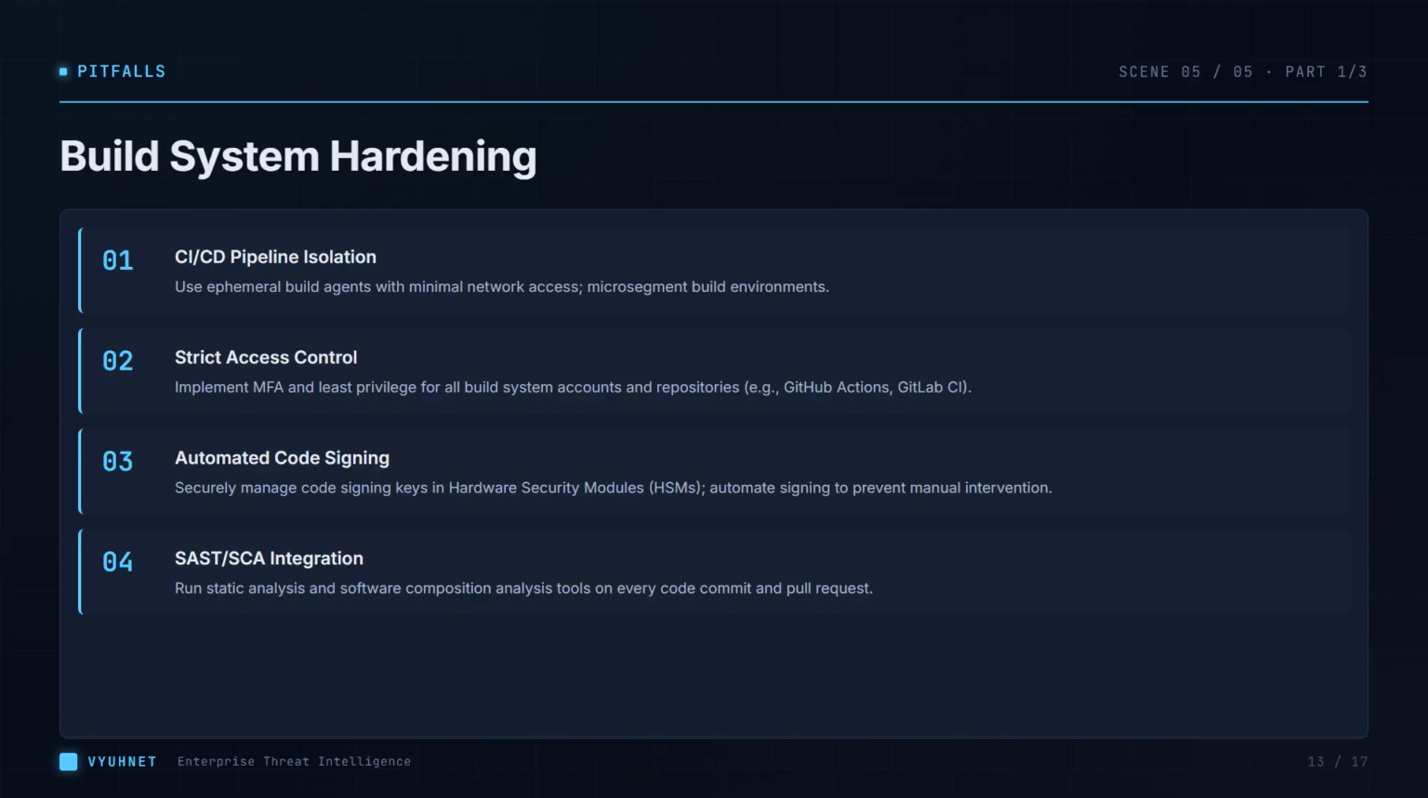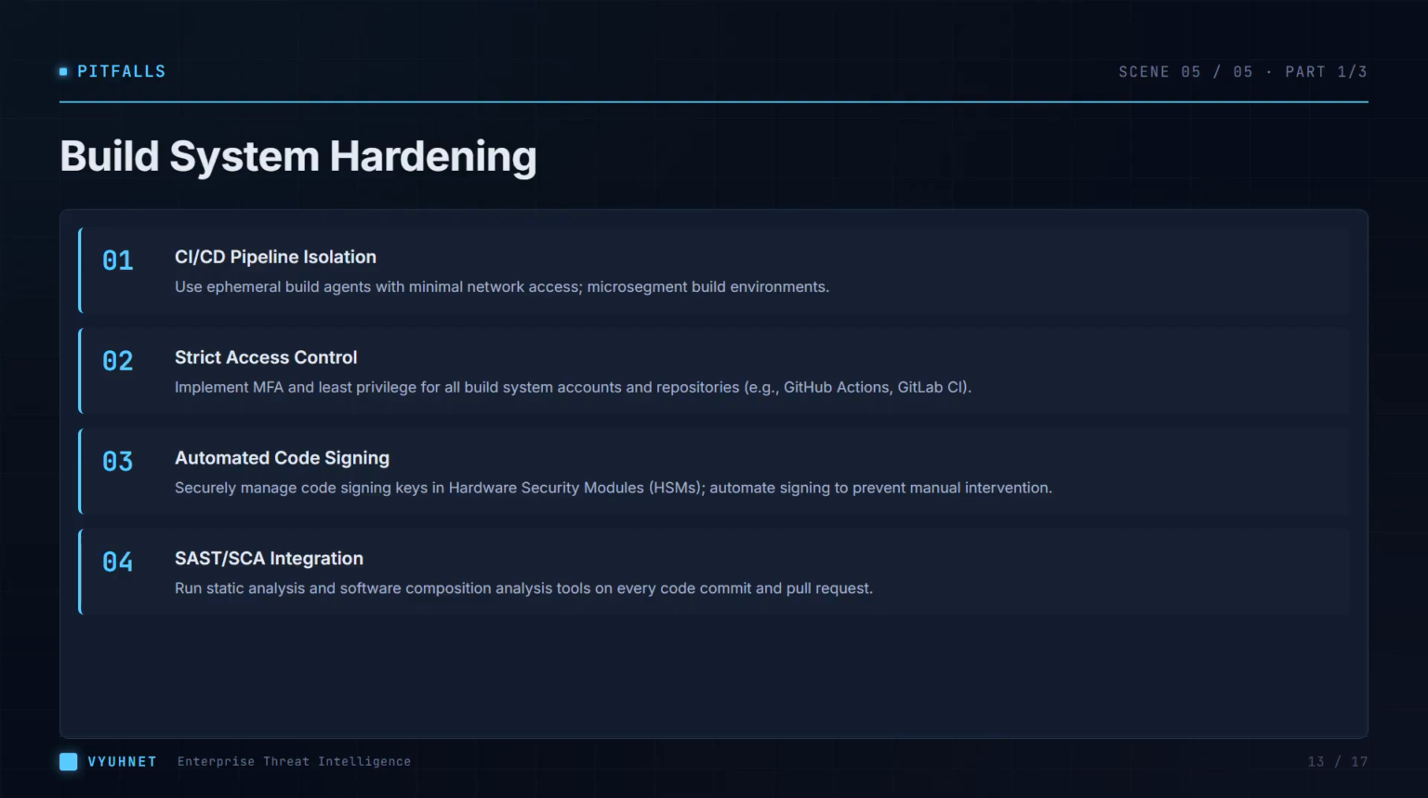Preventing supply chain attacks starts with securing the build pipeline itself. This means applying zero-trust principles to your CI/CD systems. First, isolate build agents. They should be ephemeral and have network access only to necessary resources. Second, implement strict access controls on source code repositories and build artifact storage.